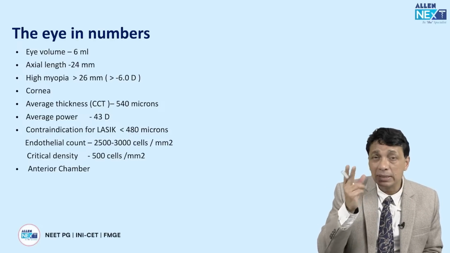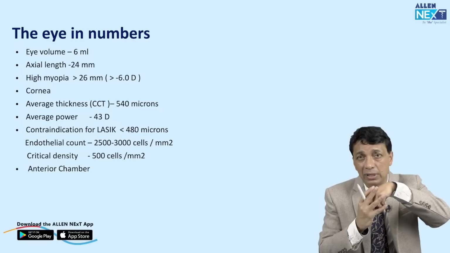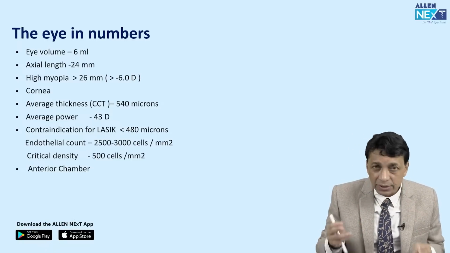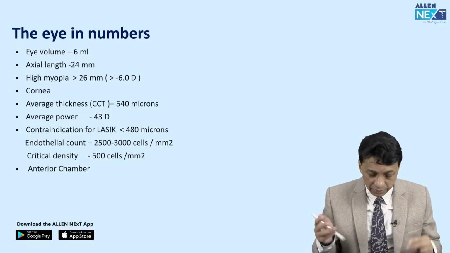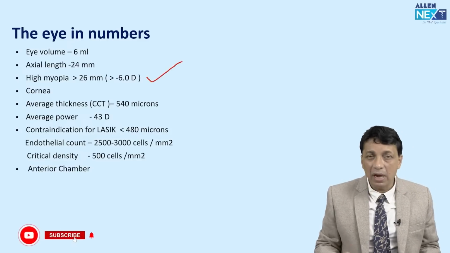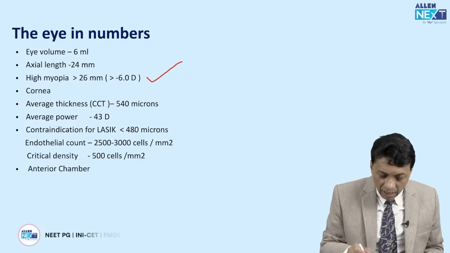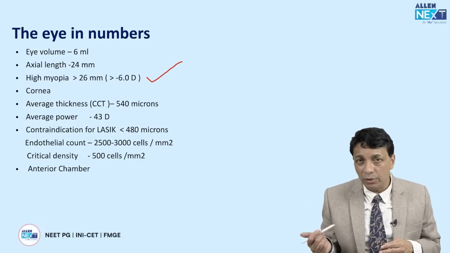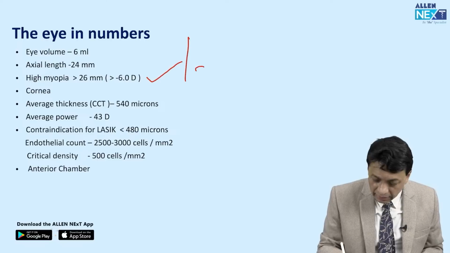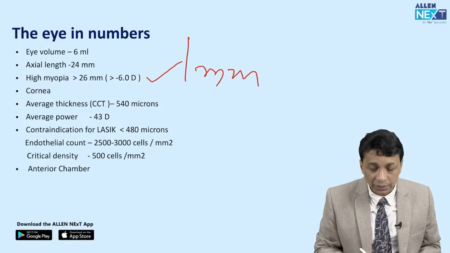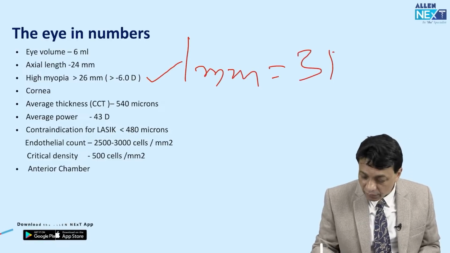The volume of the eye, 6 ml eyeball inside a 30 ml orbit. Axial length, normal axial length, 24 millimeters. High myopia is defined whenever the power goes beyond 6 diopters, which means the eyeball length of 26 millimeters. How? Because you know, or should know, that every 1 millimeter of extra length causes 3 diopters of myopia, is it not?